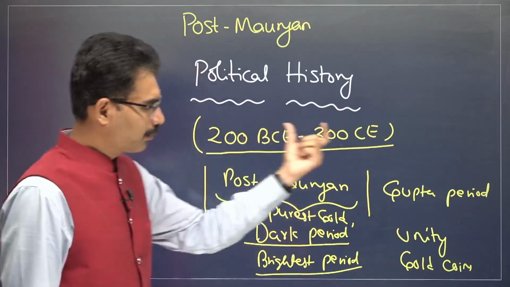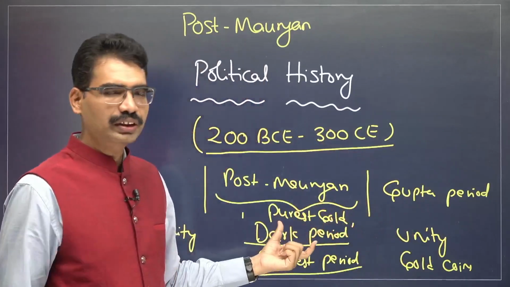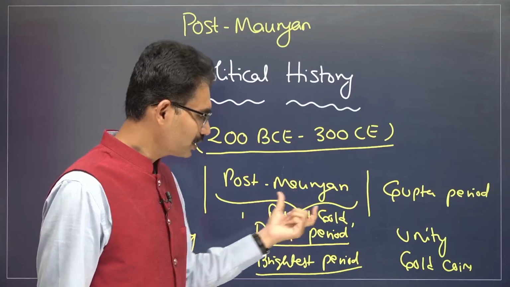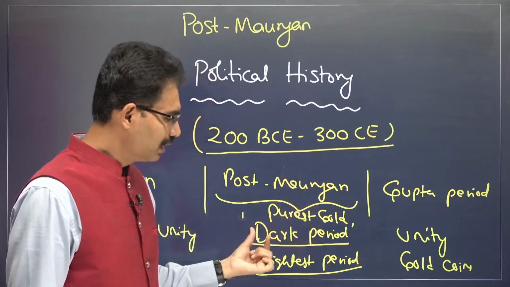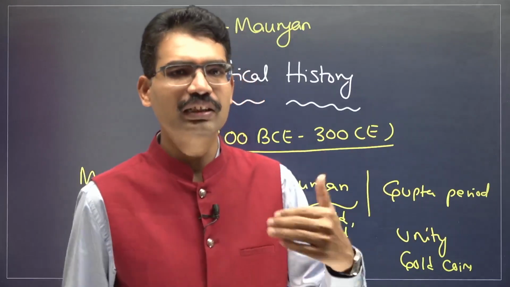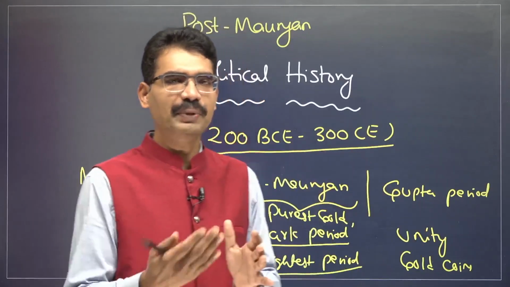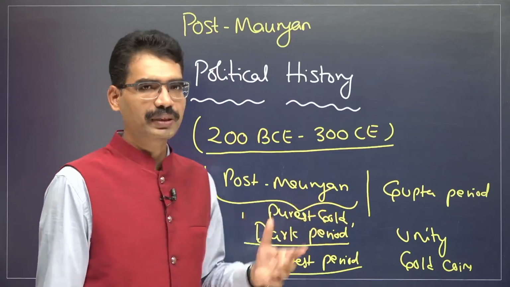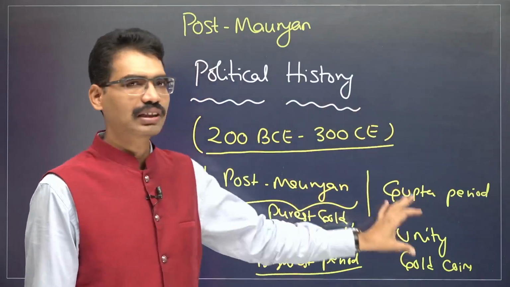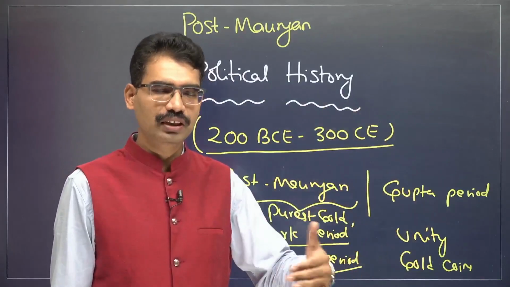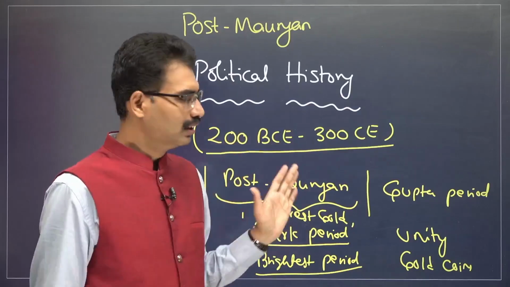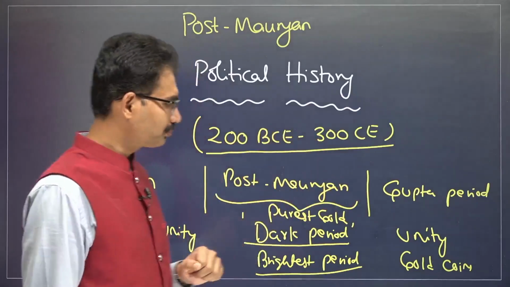There is no political unity. Despite that, it is one of the brightest periods. Purest gold coins also come from this time period. But if you take political history, political unity as the reference, the British historians called this a dark period, because in the European experience, whenever there was no centralized government, not like the Greeks or the Roman Empire, they used to call their history a dark period. They used to impose that on us as well.